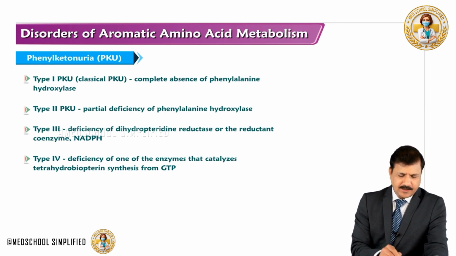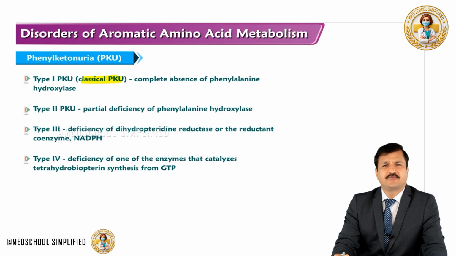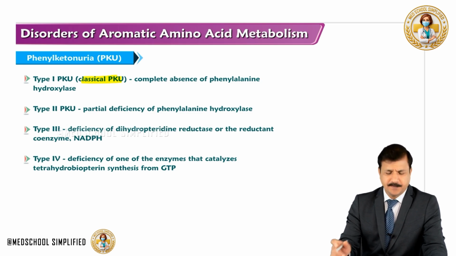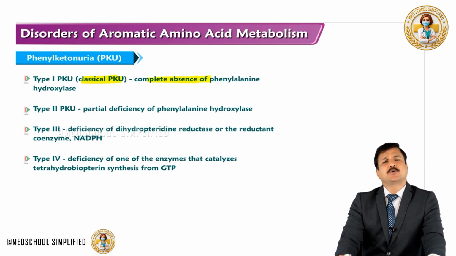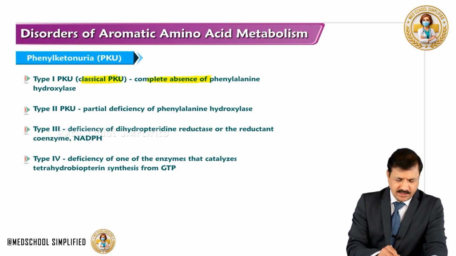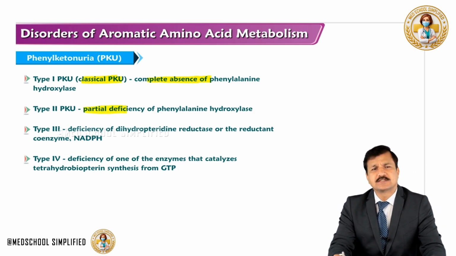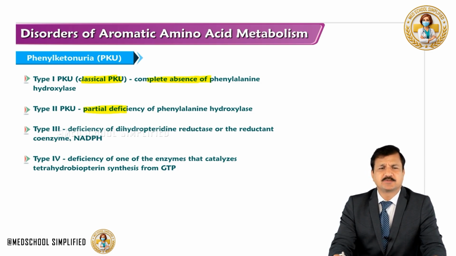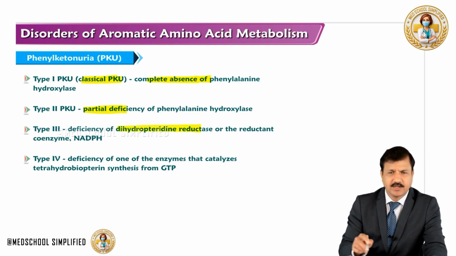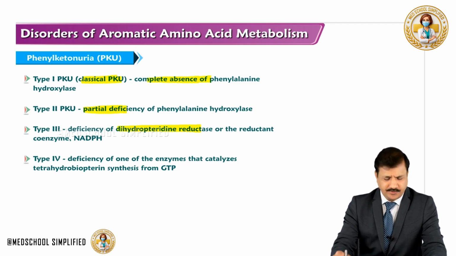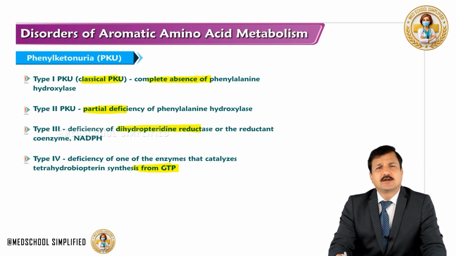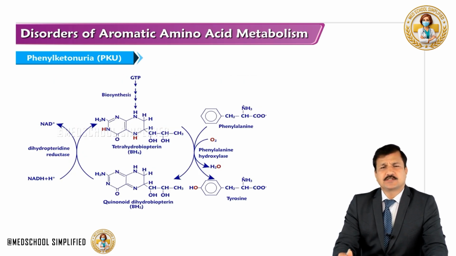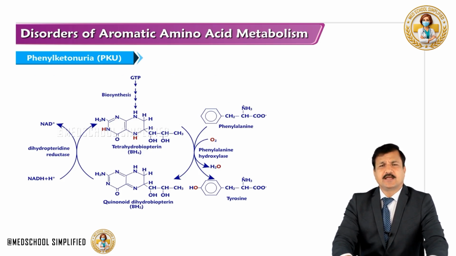So phenylketonuria type 1 is generally referred to as classical phenylketonuria, and this is because of complete absence of phenylalanine hydroxylase enzyme. Type 2 phenylketonuria is because of partial deficiency of phenylalanine hydroxylase enzyme. Type 3 phenylketonuria is because of deficiency of dihydropteridine reductase enzyme. And type 4 phenylketonuria is because of a defect in the synthesis of tetrahydrobiopterin from guanosine triphosphate.